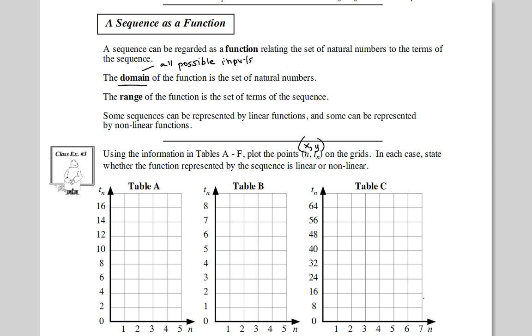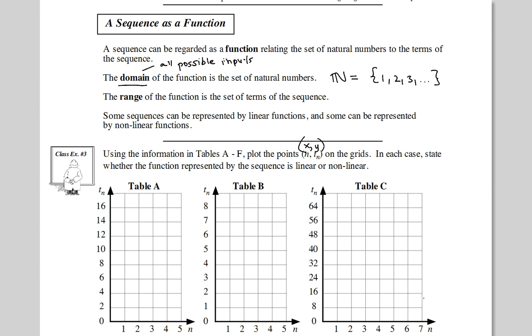And the natural numbers are just a type of number. We call the natural numbers capital N or script N, and they just start at 1 and go on forever. Those are just your counting numbers, the 1, 2, 3, and so on. The natural numbers are the counting numbers, and we use the naturals for the domain. And then the range is the set of terms of the sequence. So whatever the sequence is, that's your range.